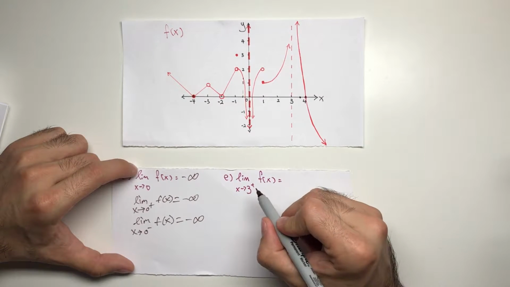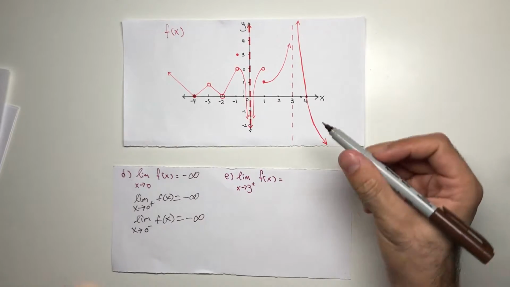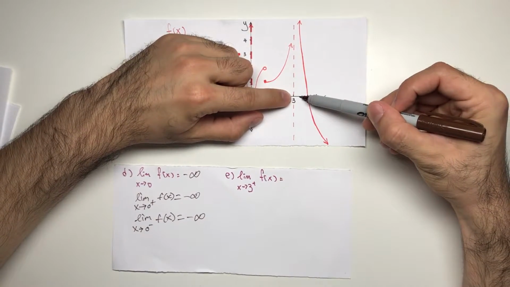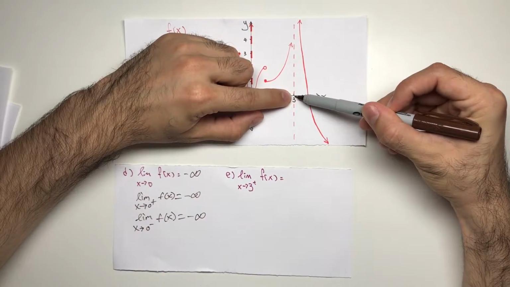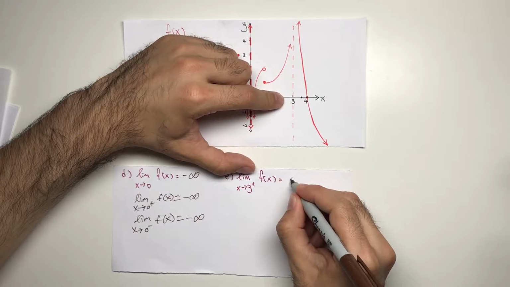So now the last one, the limit as x approaches 3 from the right of f of x. So now we'll look here to the right of 3, and as we approach from the right, f of x shoots off into infinity. So we approach from the right, this goes to infinity.